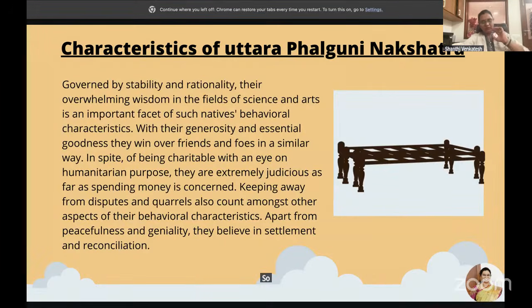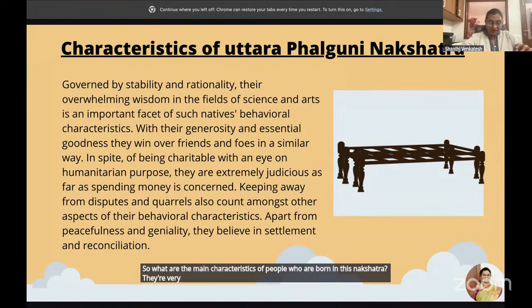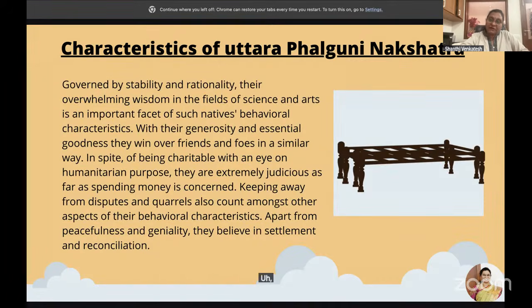So what are the main characteristics of people who are born in this nakshatra? They are very responsible and dependable. They take their commitments seriously. Once they have given their word, they will keep it. They will never try to dishonor it. Whatever commitment they have given, they'll try to keep it up.